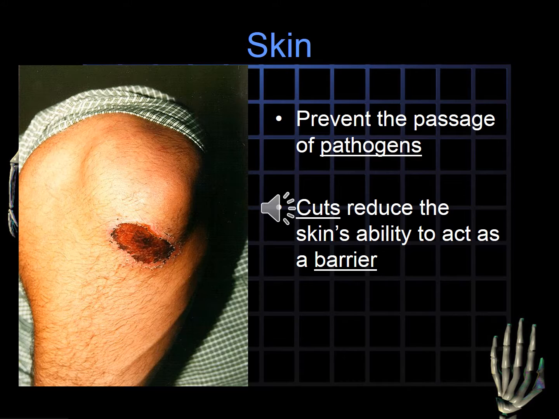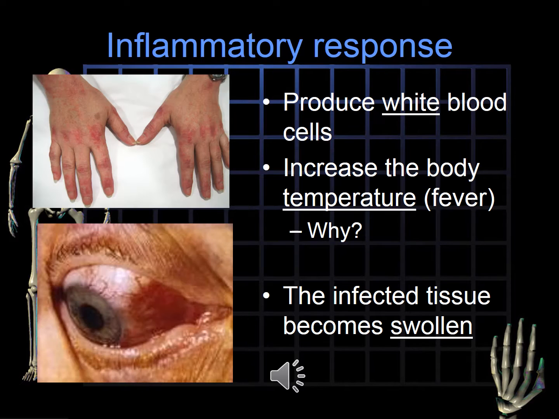Okay, so your skin prevents the passage of pathogens, and cuts reduce the skin's ability to act as a barrier, so it weakens your first line of defense. Inflammatory response, that's swelling, produces white blood cells that increase the temperature and fever.